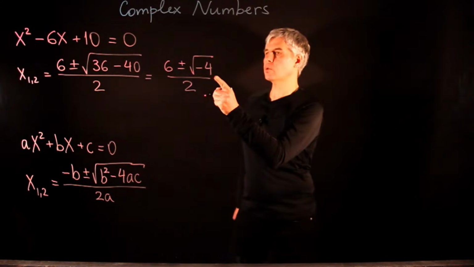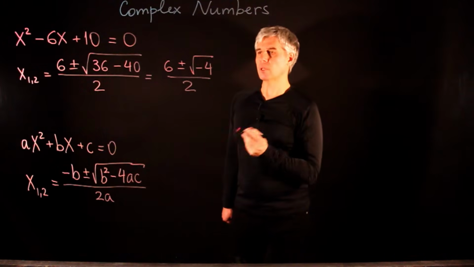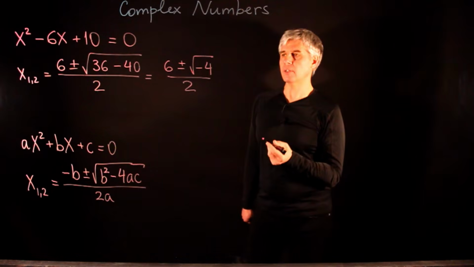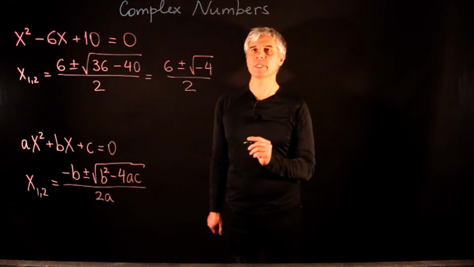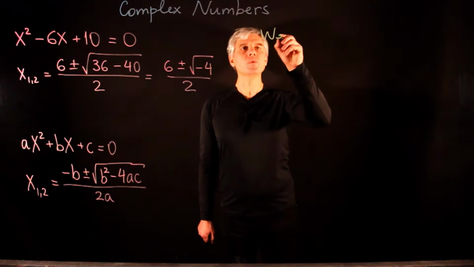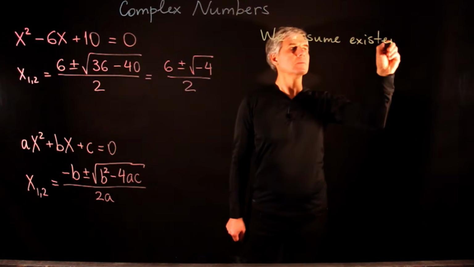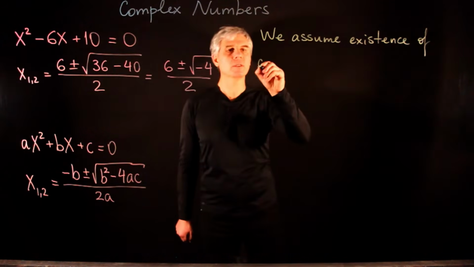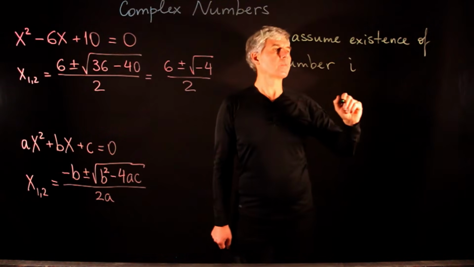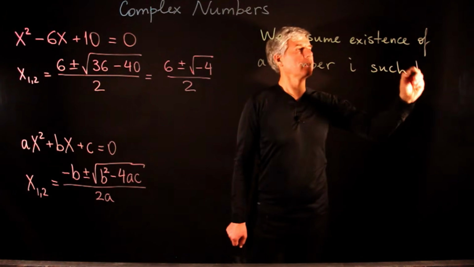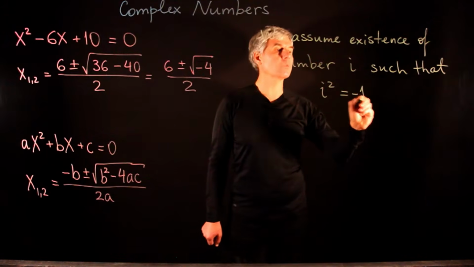And here we run into trouble because we have a square root of a negative number, and we know that square roots of negative numbers cannot be taken inside real numbers. This is the entry point to complex numbers. So we assume existence of a special number i with the property such that i squared is equal to negative 1.